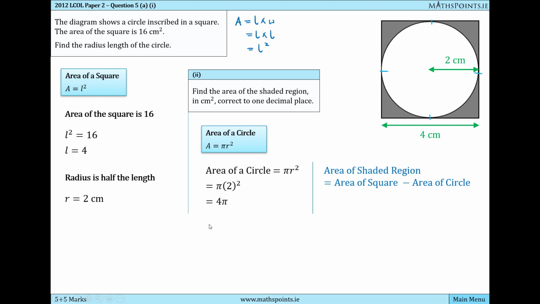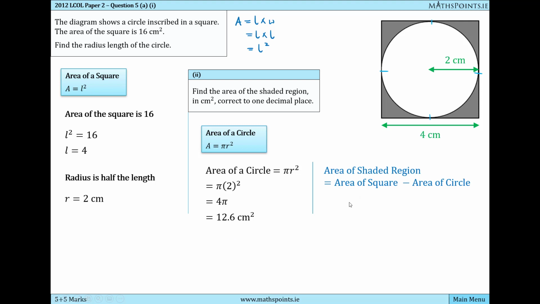And if we put that into our calculator and press the SD button to turn it into a decimal, we get that the area of a circle is 12.6 centimeters squared. It's always a good idea to do a common sense check when we're doing a question like this. The area of the square was 16, so we would have expected that the circle would have been a little bit less than that. And so when we arrived at an answer of 12.6, we sort of know that we're on the right track in this question.